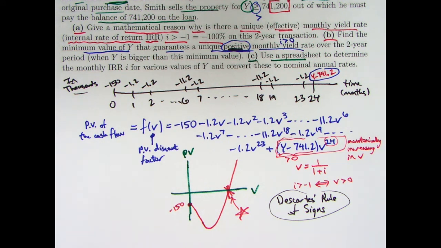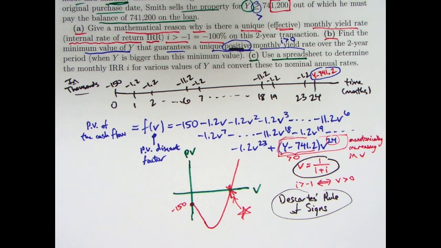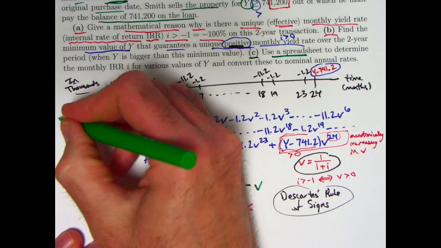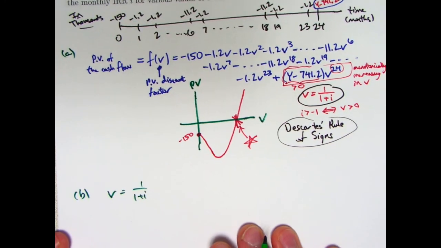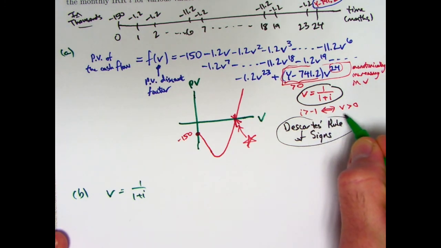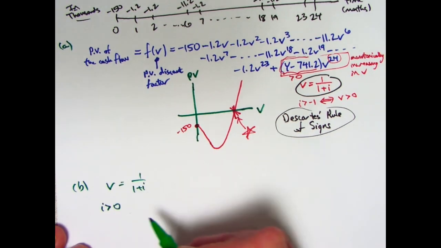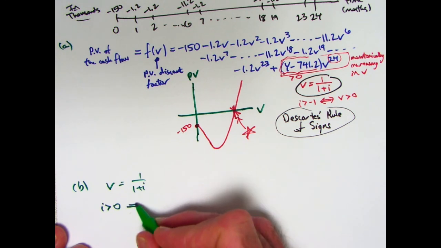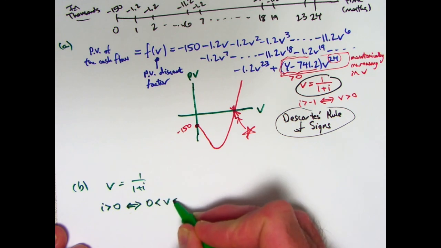We can, once again, think about this equation here. So this was part A here. Part B, we once again think about this equation. V equals 1 over 1 plus I. Before we thought about I being bigger than -1. I being bigger than -1 was equivalent to V being positive. Now we think about I being strictly positive. I being positive here is equivalent, if you think about it based on this equation, to V being between 0 and 1.